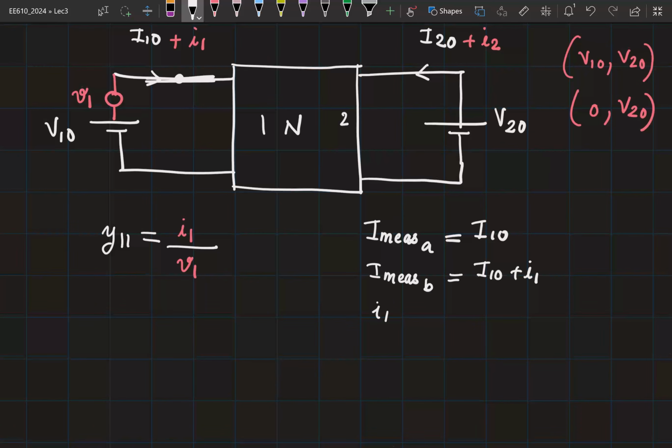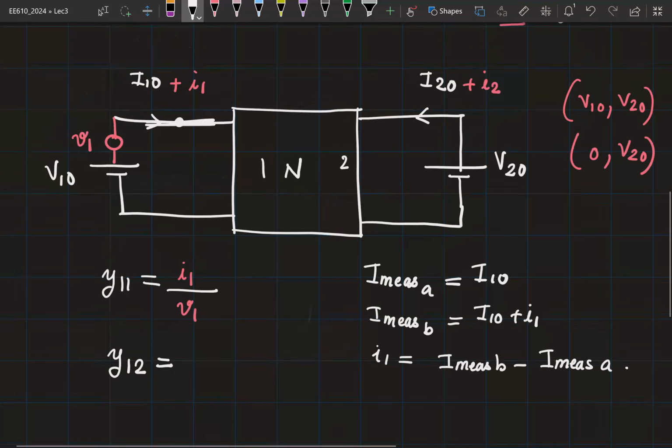Now, the small I1 can be obtained by taking the difference between the two. Right? And in this setup, the incremental V2 is 0. Therefore, if you do I1 by V1, you will get Y11. Okay. Now, let's say I want to measure Y12. Can I use the same setup or do I need to change something?